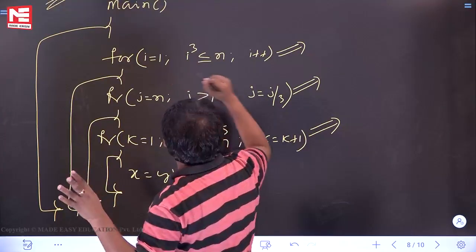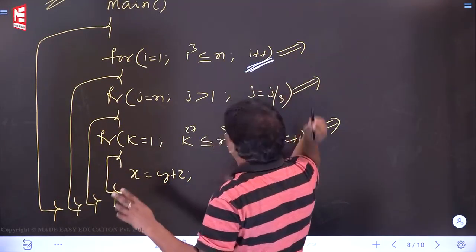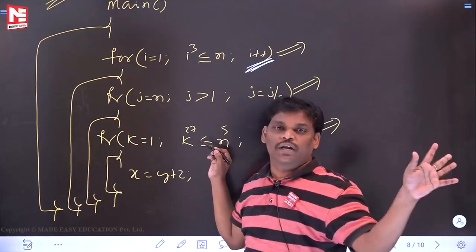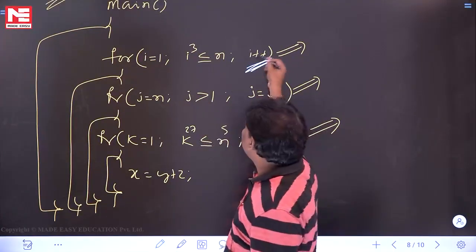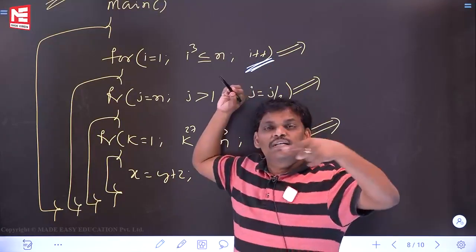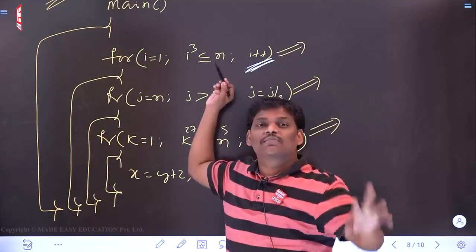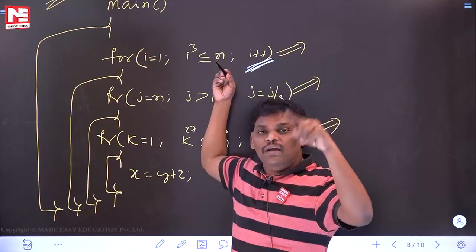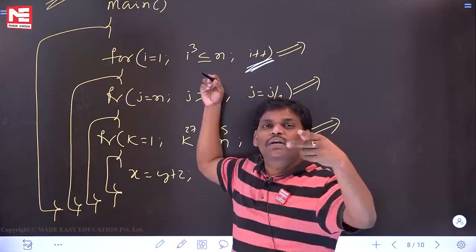I is equal to 1, it's okay. I is always incremented by 1. The question here is how many times every loop runs individually. I have to find that out. I is always incrementing by 1. You tell me, if I is always incrementing by 1, how many times will this loop go? N times. If I is always incrementing by 1, definitely this loop will go n by 1 times.